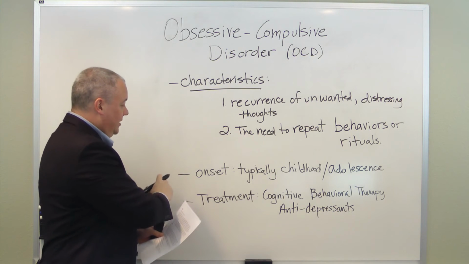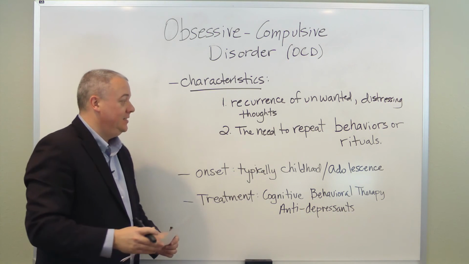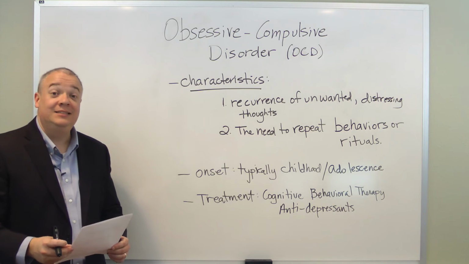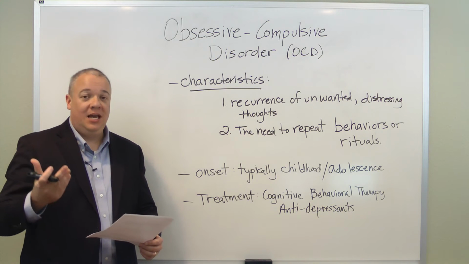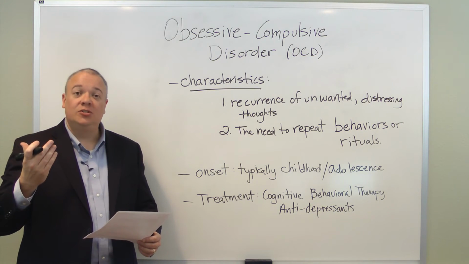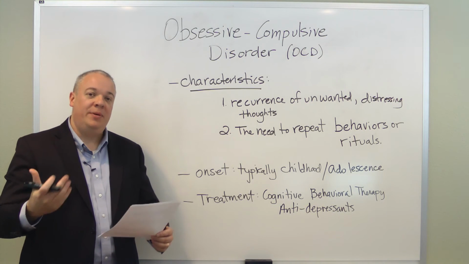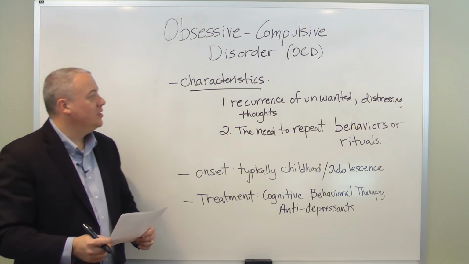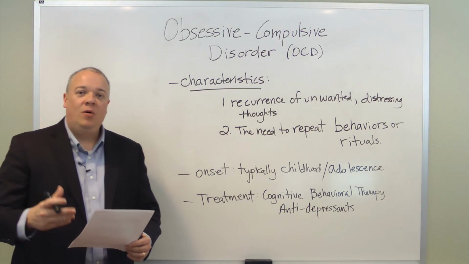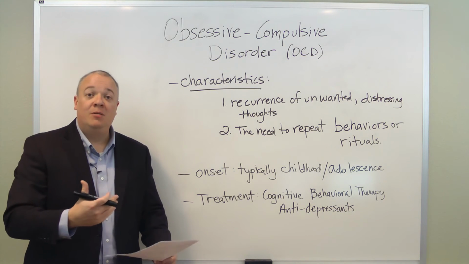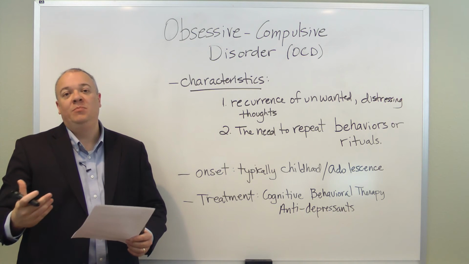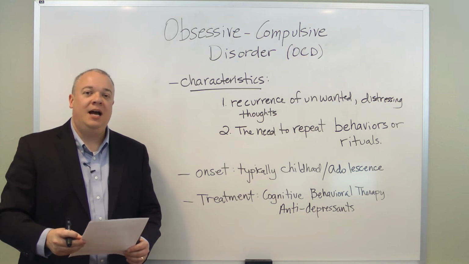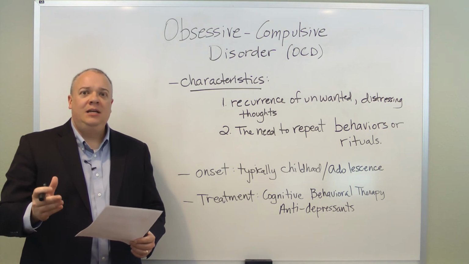Usually the typical onset of these characteristics is in childhood or adolescence, as it shows up in, once again, the recurrence of the distressing thoughts or the repetitious behaviors. And usually when we think about this recurrence of unwanted distressing thoughts, one of the things that comes to mind that's fairly common to most people, but in someone with OCD would be all-consuming, would be the idea of, did I leave the iron on?